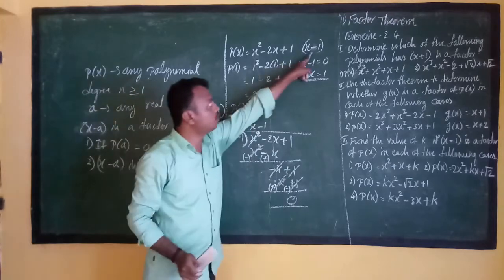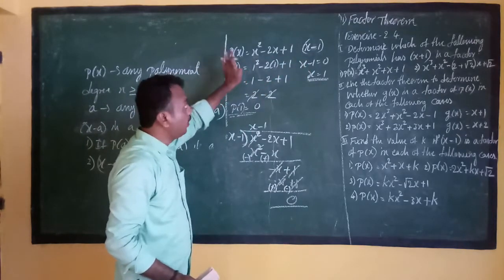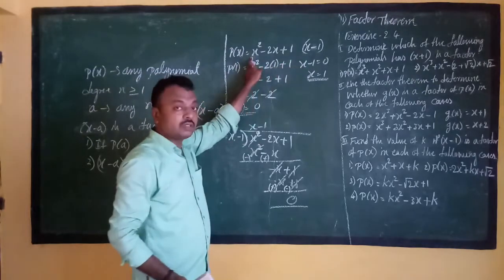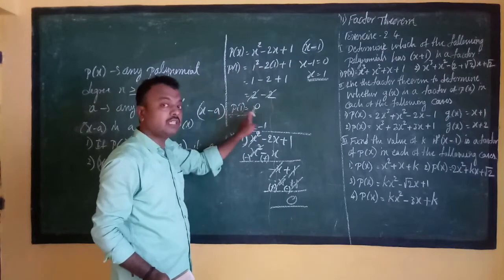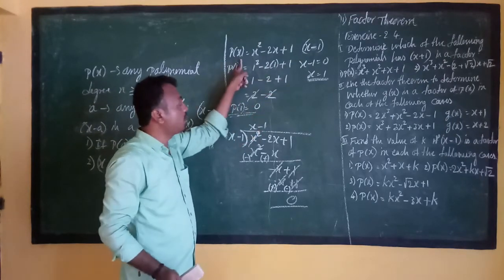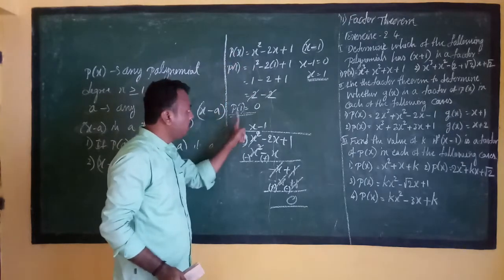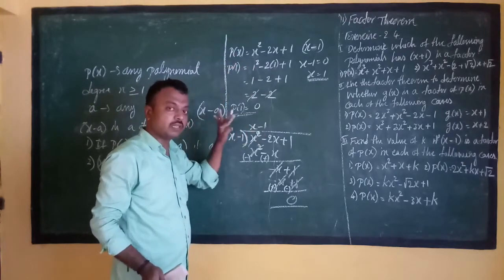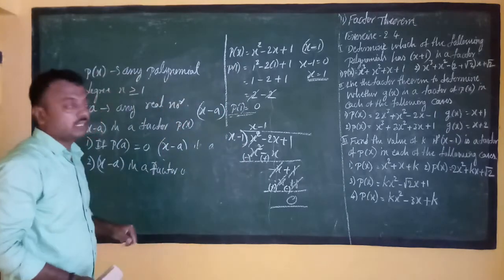Therefore, x minus 1 is a factor of p of x. Do you understand students? When is x minus 1 a factor of p of x? When p of 1 becomes 0. That means p of a becomes 0. So x minus 1 is a factor of p of x, where p of 1 becomes 0, p of a becomes 0. Vice versa. Understand students? So let me move on to the exercise problems.